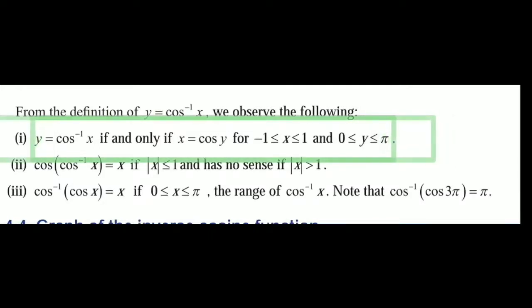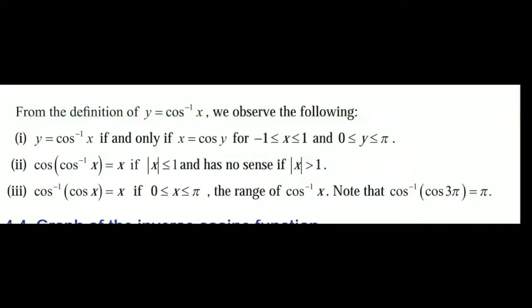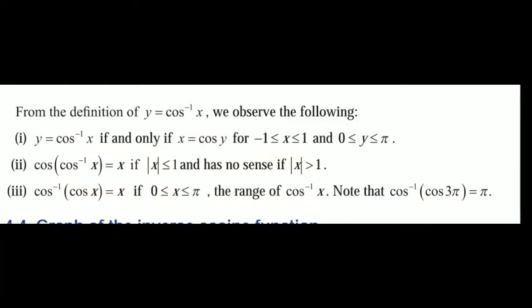From the definition of y equal to cos inverse x, we observe the following. First, y is equal to cos inverse x if and only if x is equal to cos y for -1 ≤ x ≤ 1 and 0 ≤ y ≤ pi. Second, cos of cos inverse x is equal to x if mod x ≤ 1 and has no sense if mod x > 1.